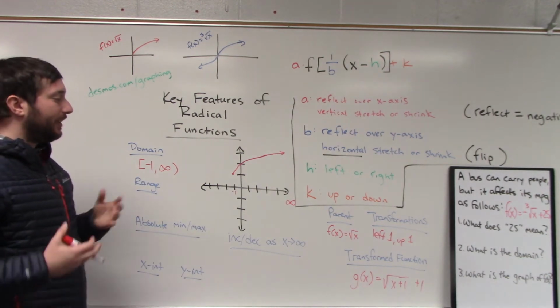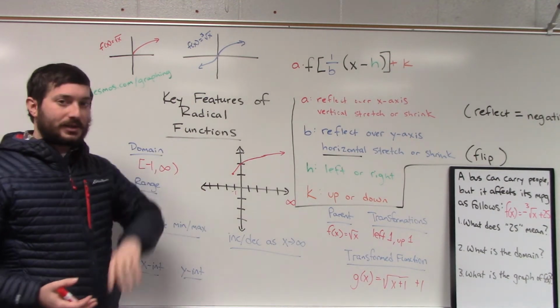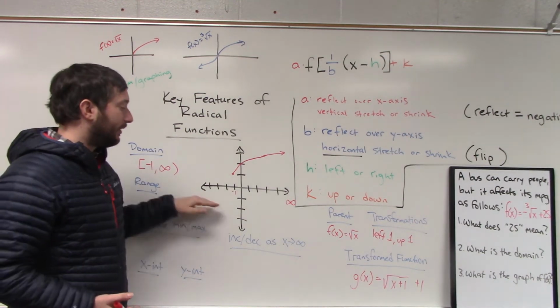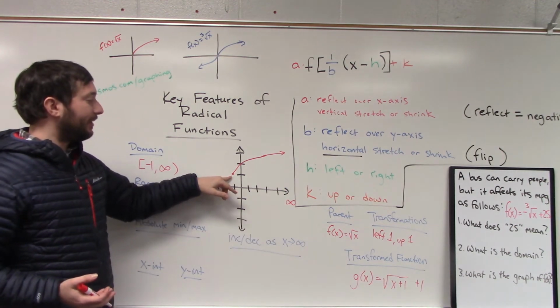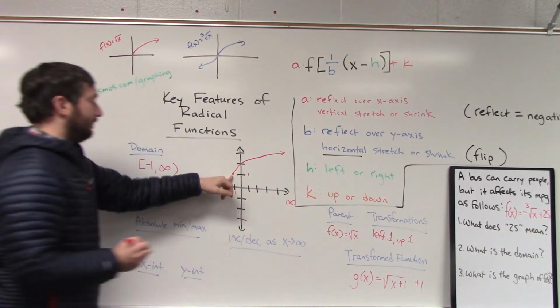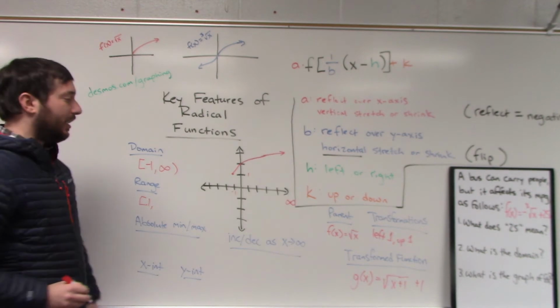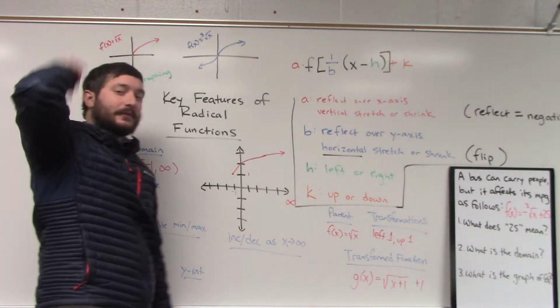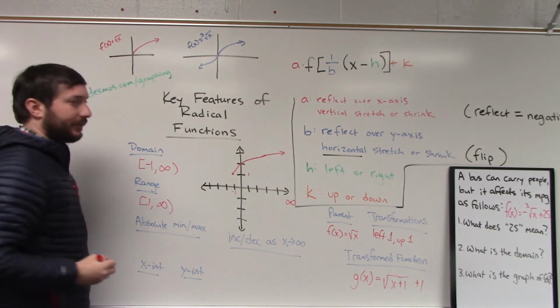Range, in this case, we're looking for y values, down to up. Where does the graph exist? The graph does not exist anywhere down here. The first place that the graph starts existing for the y coordinate is at +1. So include that, bracket it, and the graph keeps going up forever. So in this case, it's also heading towards positive infinity, but for a different reason.